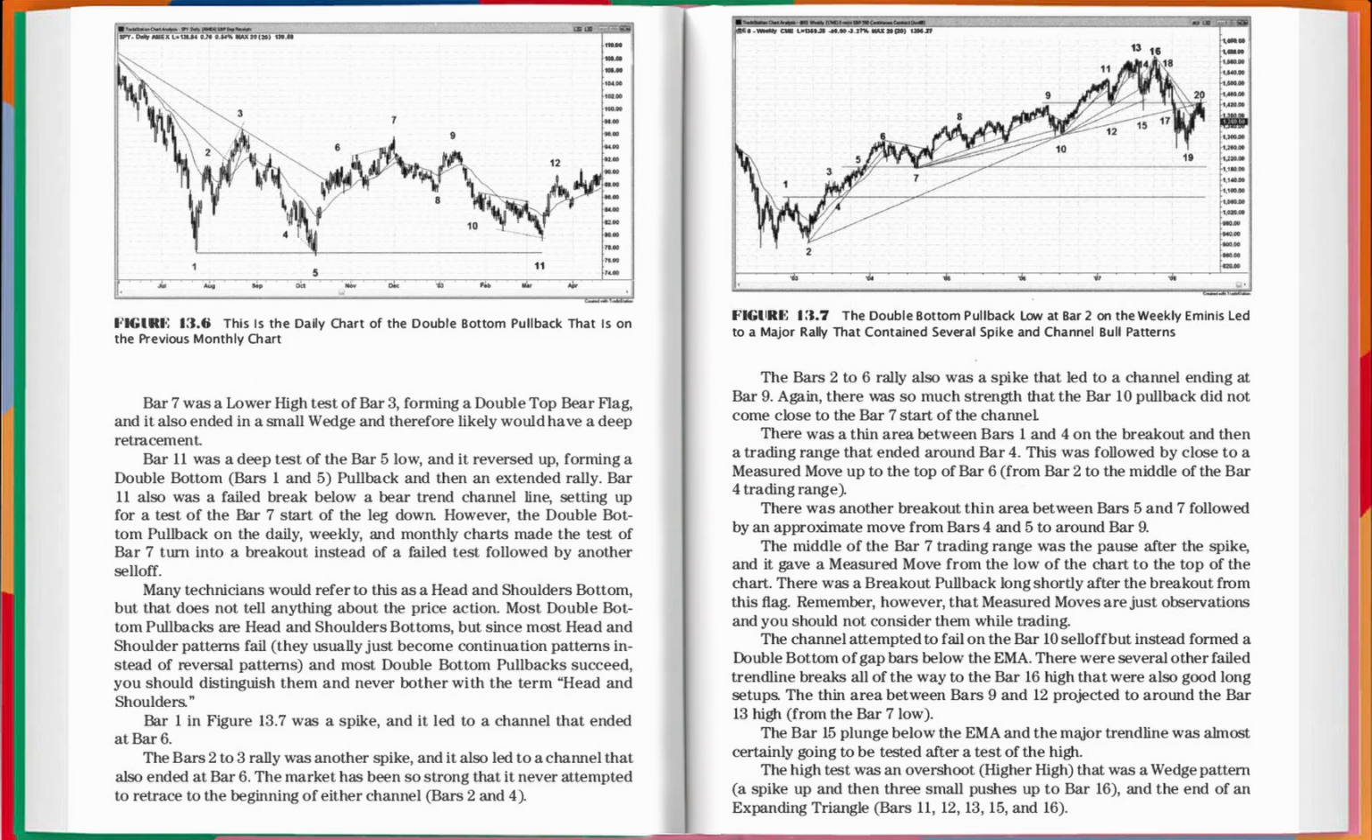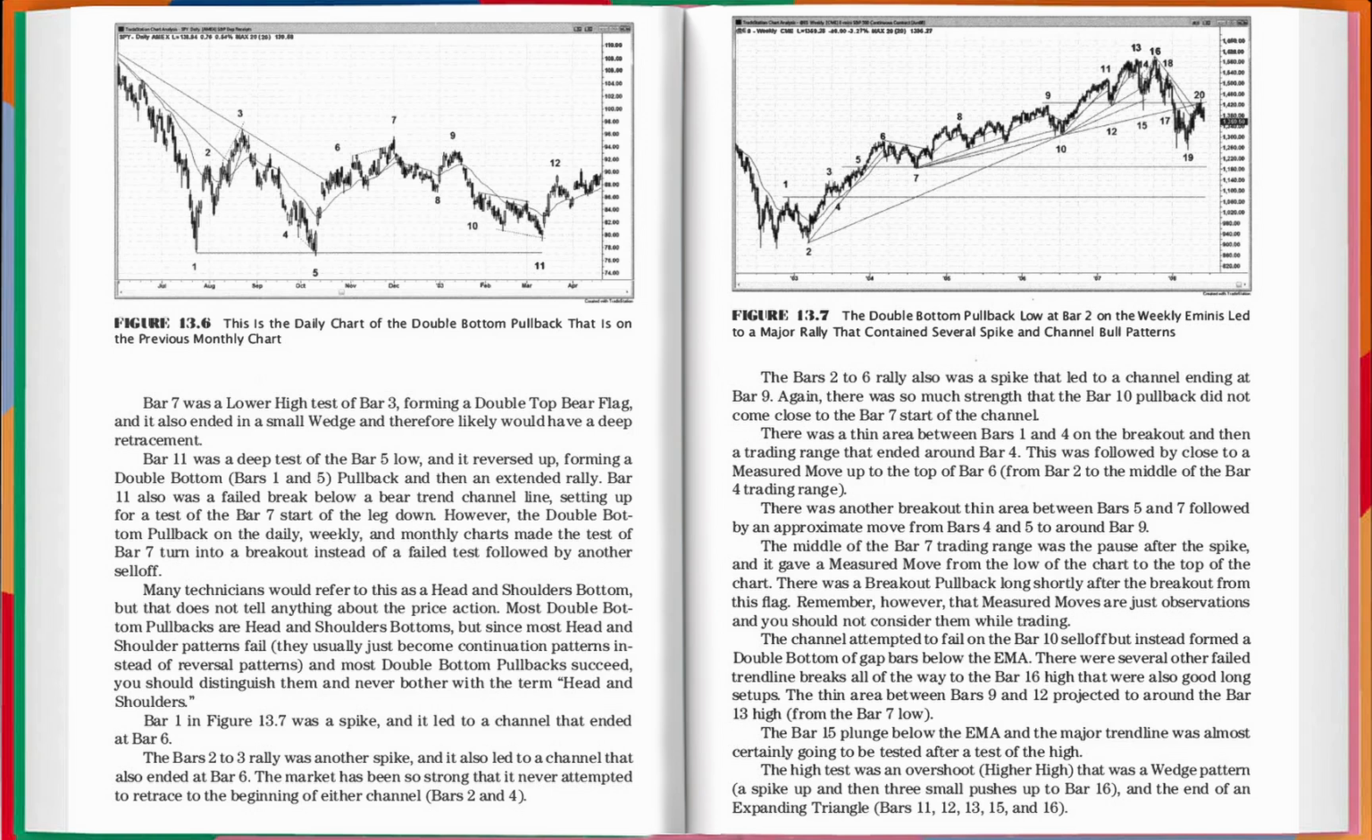The channel attempted to fail on the bar 10 sell-off, but instead formed a double bottom of gap bars below the EMA. There were several other failed trend line breaks all of the way to the bar 16 high that were also good long setups. Thin area between bars 9 and 12 projected to around the bar 13 high from the bar 7 low. The bar 15 plunge below the EMA and the major trend line was almost certainly going to be tested after a test of the high.